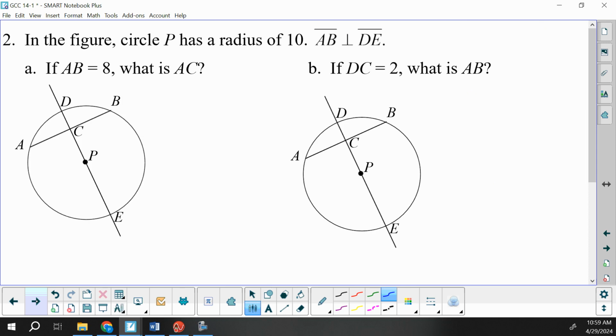All right, if we go over to the next page, in both these problems on top, A and B, circle P, so that means P is the center. We have a radius of 10, and AB and DE are perpendicular. So because AB and DE are perpendicular, I'm going to draw in my right angle there. They told us that the whole thing, AB, is 8. Well, we saw in some of the previous slides that if a chord is perpendicular to any line going through the center, be a diameter or a radius, the chord gets bisected. So we know that both of these should be 4, so therefore AC is just 4.